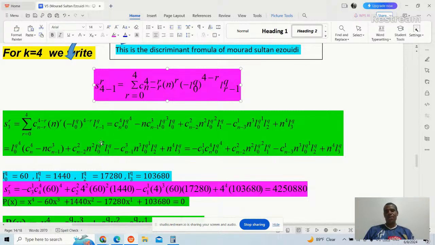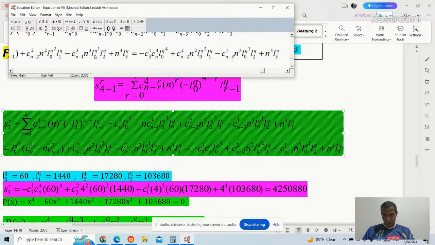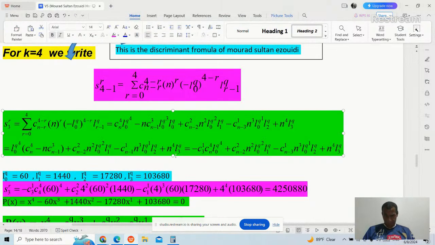minus 1 choose 3, plus combination 2n minus 2, this one, n squared, L0 of the Q squared times L1 of the Q. Then minus combination n minus 3, combination minus 1 choose 1, n cubed L0 to the power 1 times L2 of the Q, plus n raised to the power 4 L2.